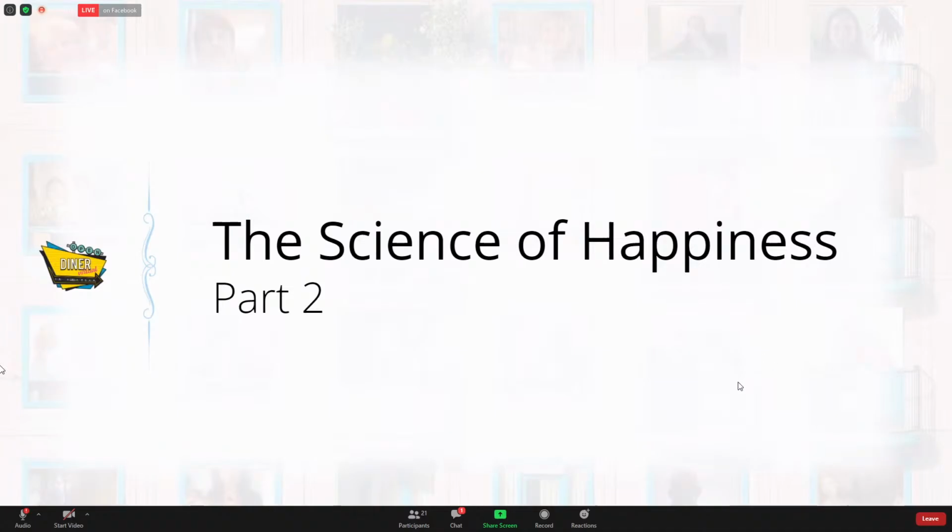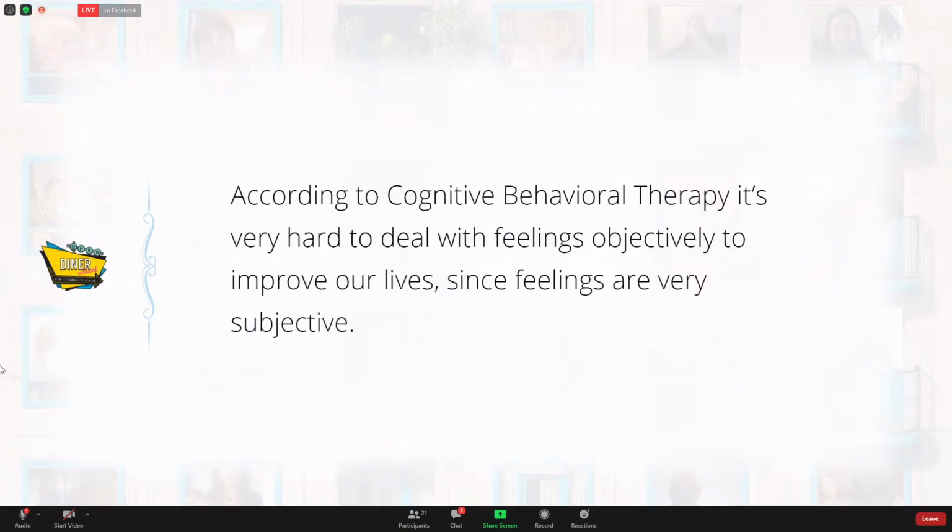The first point is that, according to cognitive behavioral therapy, it's very hard to deal with feelings objectively to improve our lives, since feelings are very subjective. In other words, a person immersed in his or her negative feelings has a hard time seeing themselves from the side, where you detach yourself and look at yourself. One who can't get outside of himself and make an objective assessment of what needs to be changed has a hard time doing that.